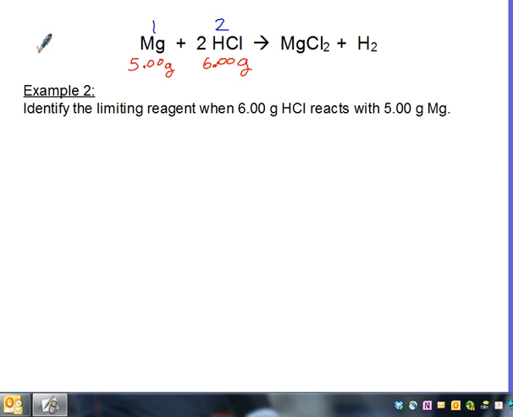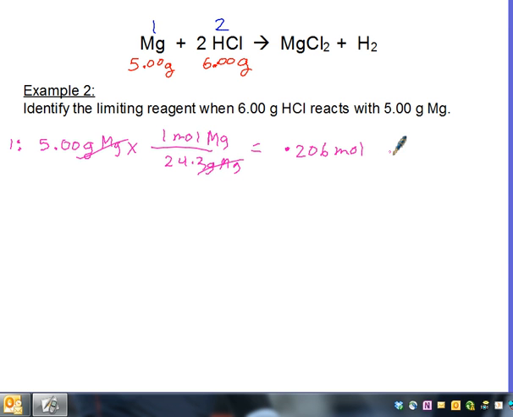Fuchsia. All right, so we're going to convert each of these to moles. Chemical number 1, we're going to convert to moles using the molar mass. So you take 5.00 grams of magnesium, and to get moles, you use the atomic mass: 1 mole of magnesium on top and 24.3 grams of magnesium on the bottom. Adios grams. That should give us 0.206 moles of magnesium.